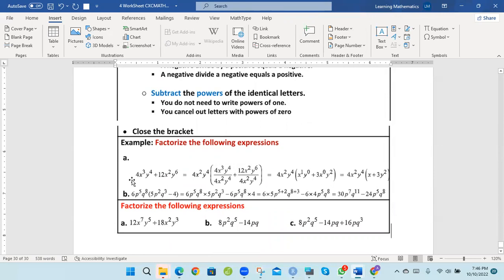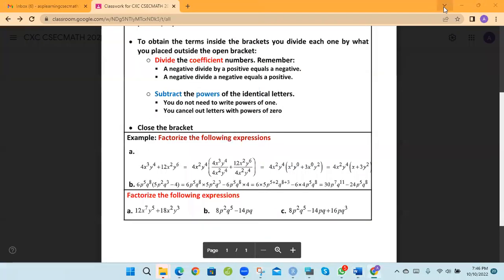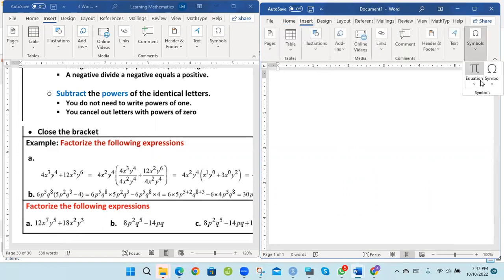So let's take, for example, you have this expression there and you want to factorize it. We're going to demonstrate here how to factorize this expression. Or it is done here already, so let us just choose one down here. So you go to insert, you go to equations, because I'm typing on Word.